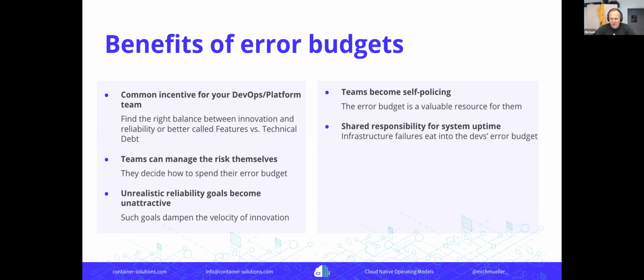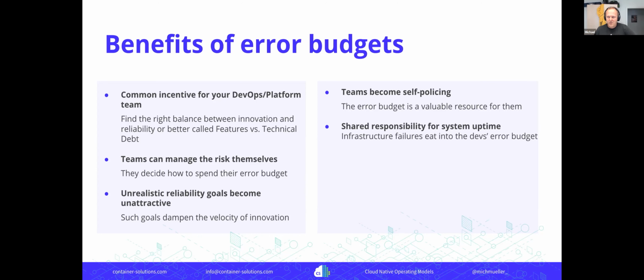If you have unrealistic goals, you will immediately feel the pain which comes with it, whether too high or too low. I will discuss this later. Teams usually then create their own policies around their SLOs, how to spend it, under which criteria they accept to spend something if things go wrong, things like this. So they create their own policies. No one else needs to care about this.